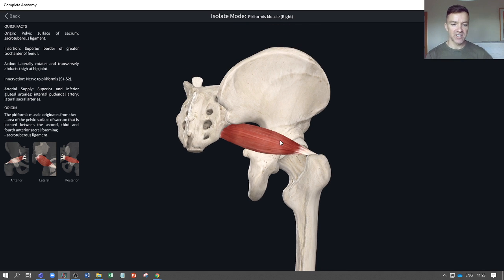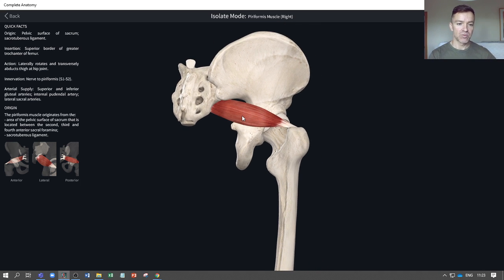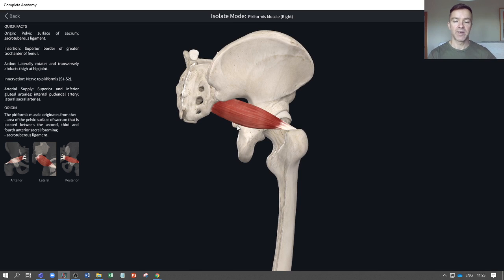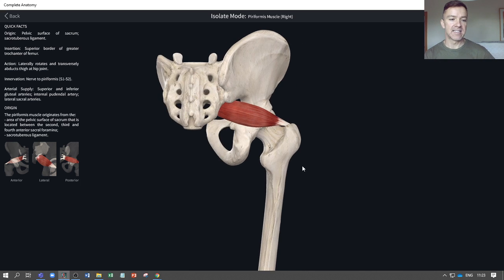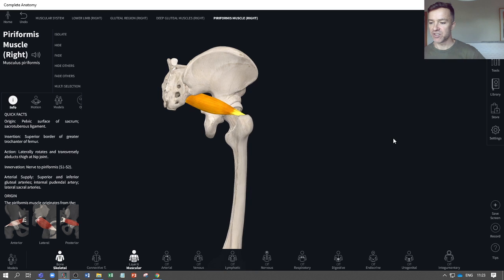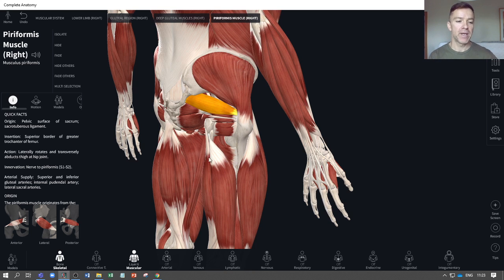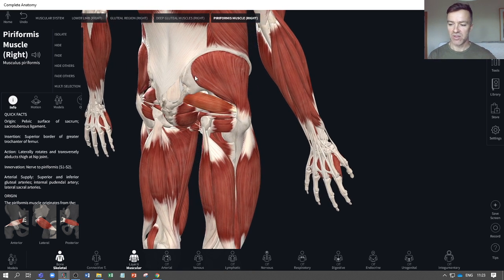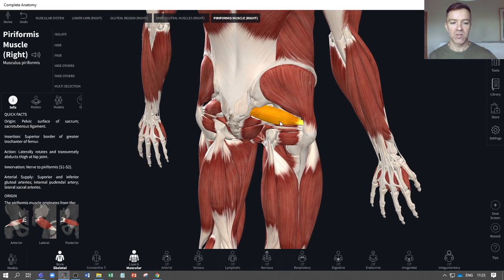Now the reason I mentioned this deep gluteal muscle is that it is one that can give us a bit of bother. Sometimes when we have pain in our hip joints, in our glutes, we will target the big glutes, the maximus, the medius and the minimus for a bit of foam rolling, a bit of stretching, but really it's this piriformis muscle here that sometimes needs attention. And one of the reasons that it needs attention is because there's a thing called piriformis syndrome. Piriformis syndrome is when this muscle here irritates the sciatic nerve.